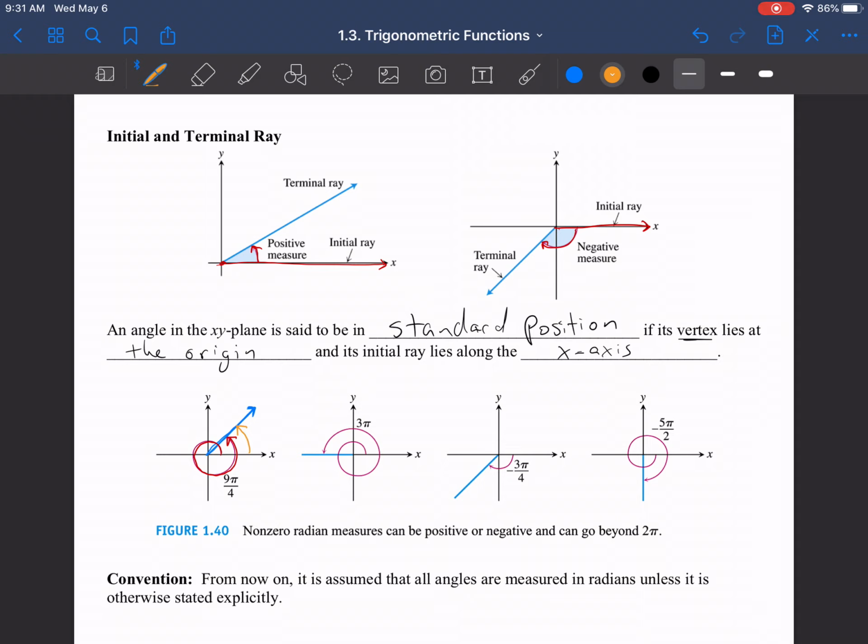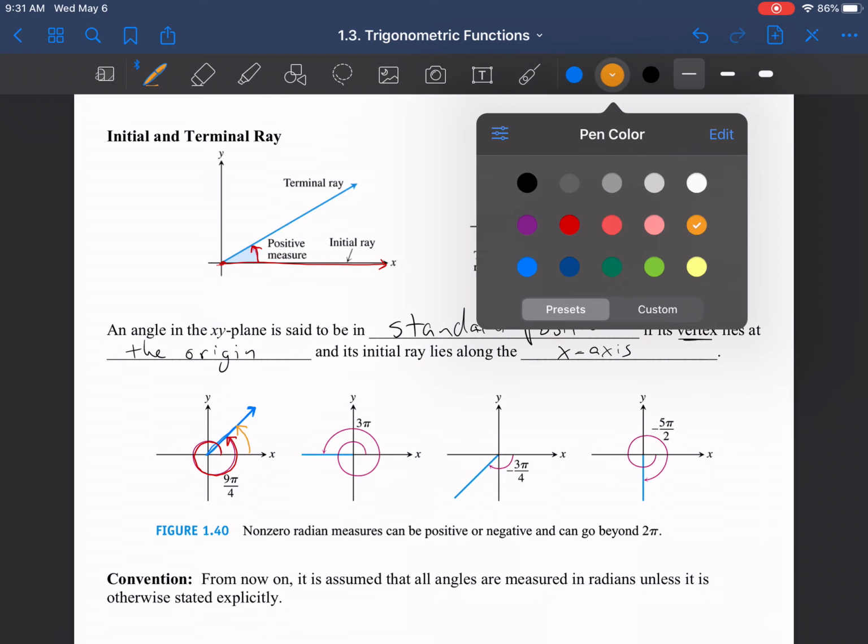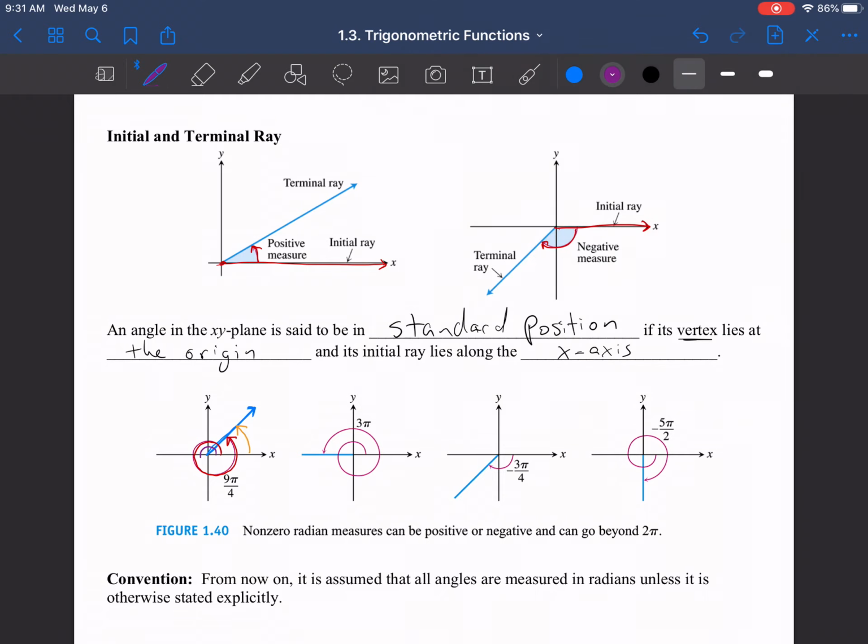And we could have even done more rotations. You could have gone around a whole bunch of times and then eventually stopped right there. And so really, however many times you're going around isn't going to matter as long as you end up in that same spot. We can actually have different angle measurements for the same terminal ray. So be careful about that.